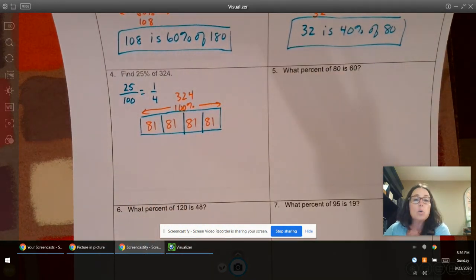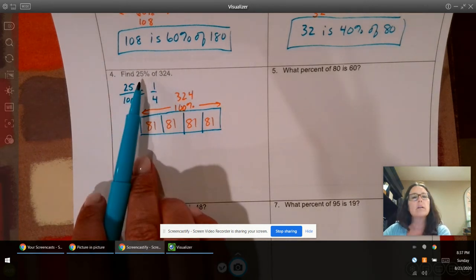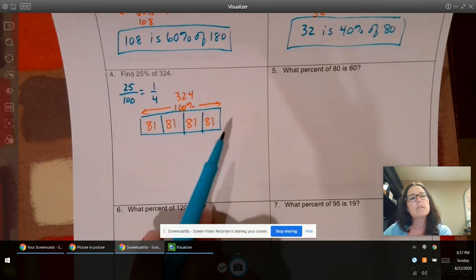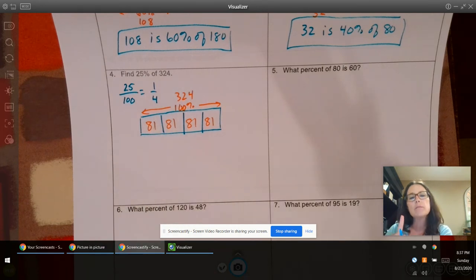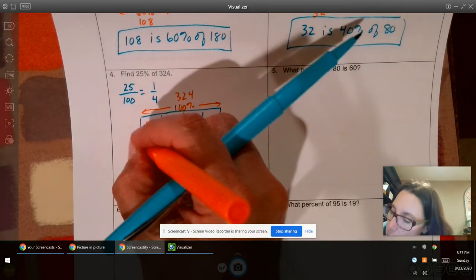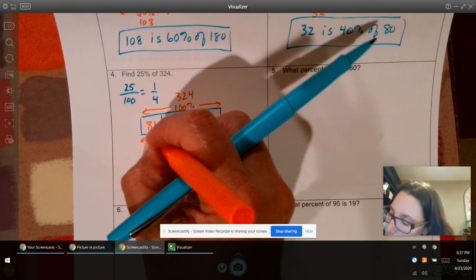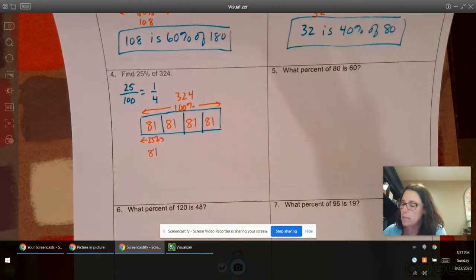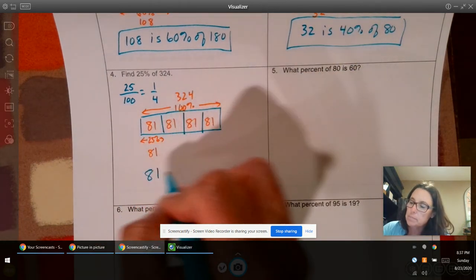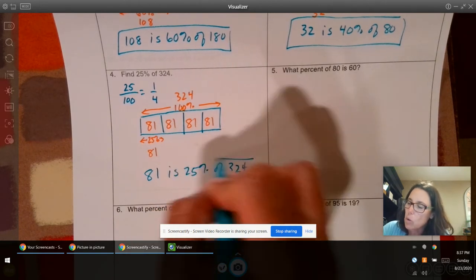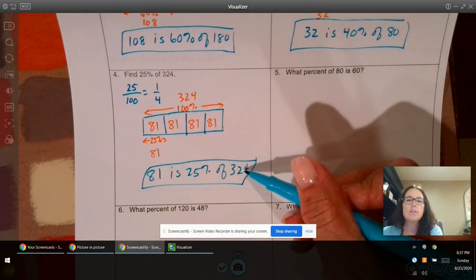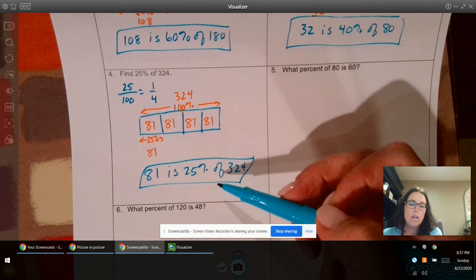Okay, now my next question. It says to find 25%. If we have 4 boxes totaling 100%, how much percent is in one box? Hopefully you said 25%. So one of these boxes is 25%, and that totals to 81. So 81 is 25% of 324. Again, the answer, the model to show the answer.